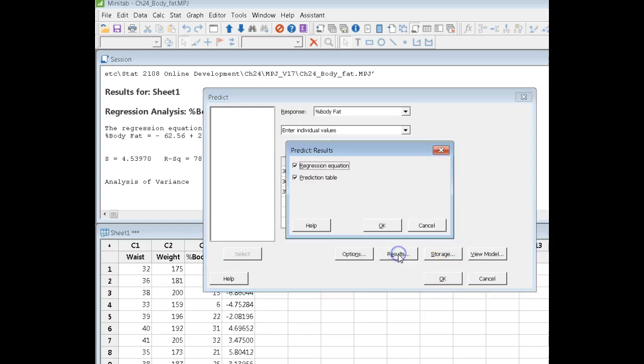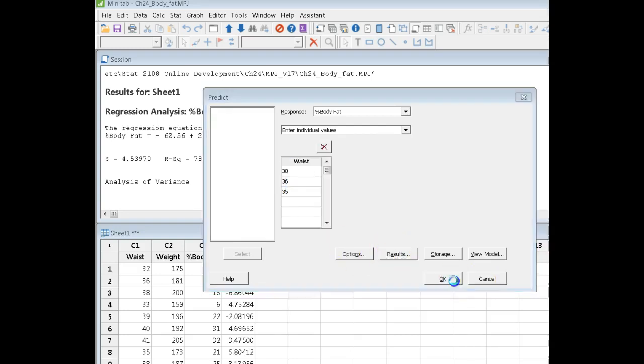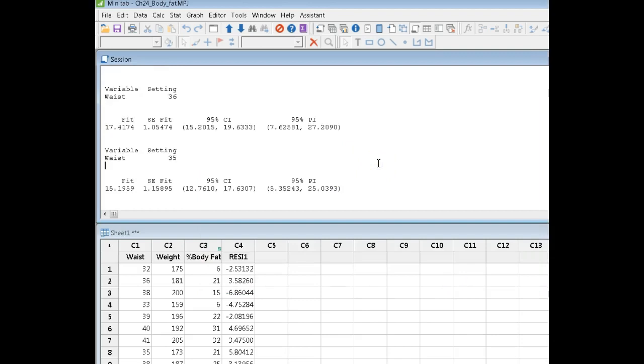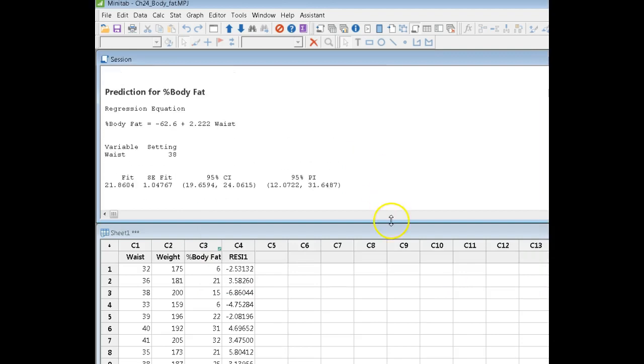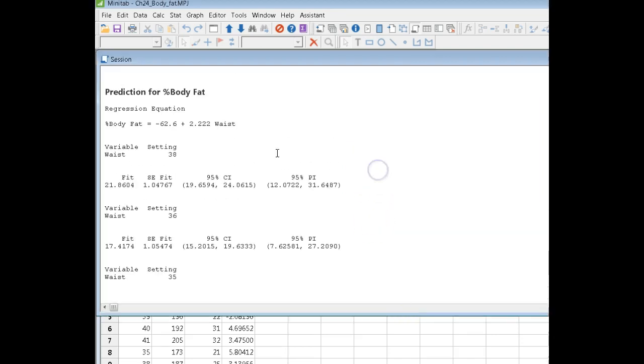Let's go to results. It's going to give me the regression equation and the prediction table. I do want to see that. Say okay. Now, what do we get out of all of this? All right, there's our equation.